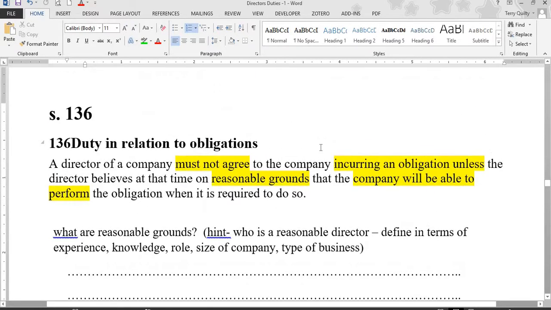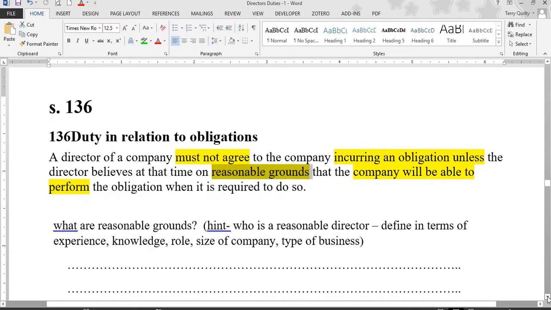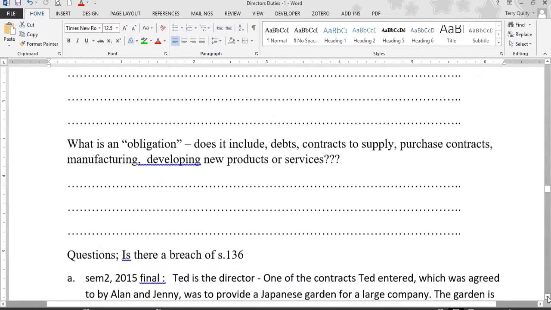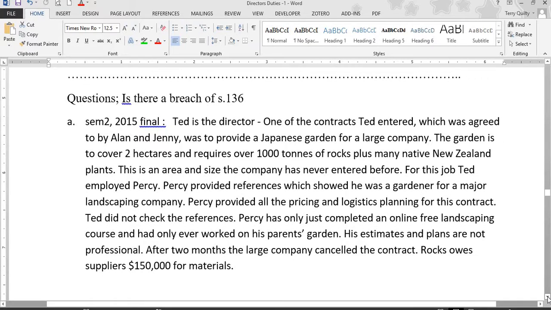So at the time of entering the contract to build this huge landscape garden in Japanese style, does he have reasonable grounds to believe the company will be able to perform the obligation when it's required to do so? Now, in the absence of prior experience to prove it, you would have to show that you've gone through proper planning and sought proper advice if you didn't have it internally.